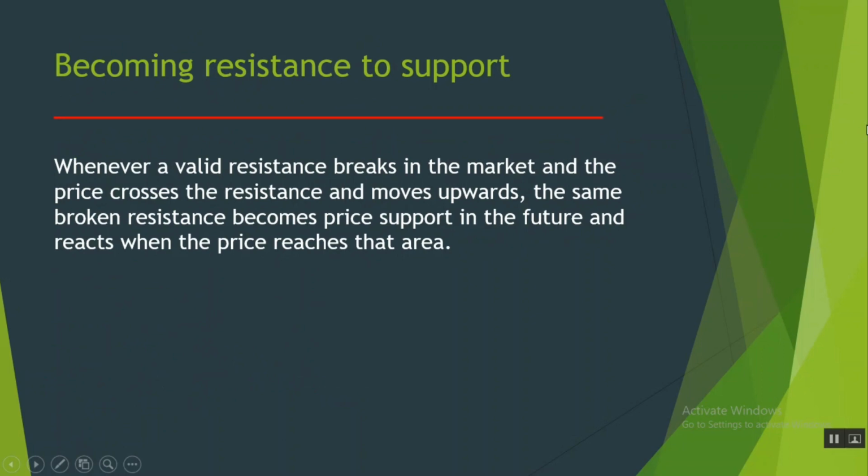Becoming resistance to support. Whenever a valid resistance breaks in the market and the price crosses the resistance and moves upwards, the same broken resistance becomes price support in the future and reacts when the price reaches that area.